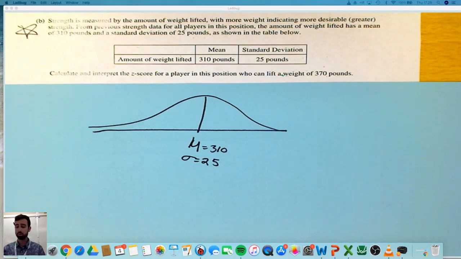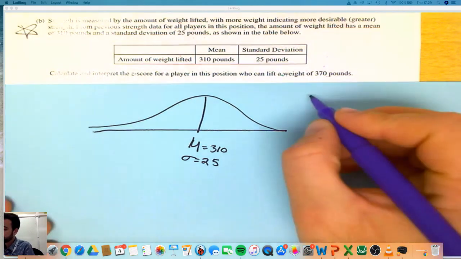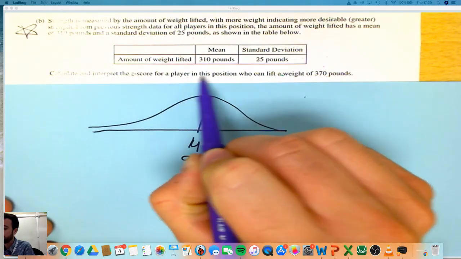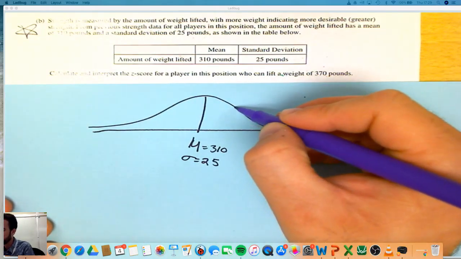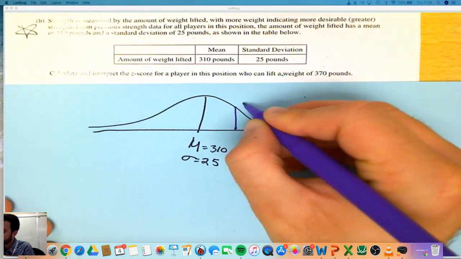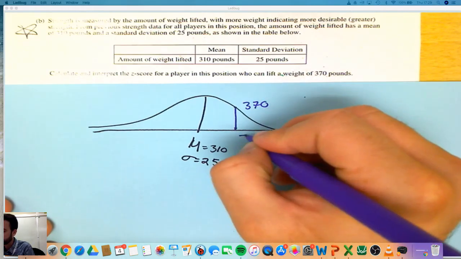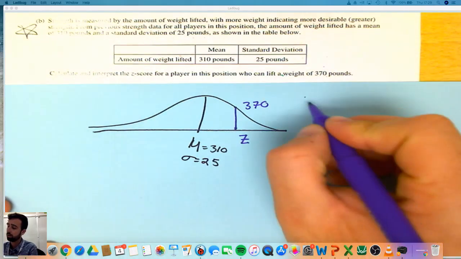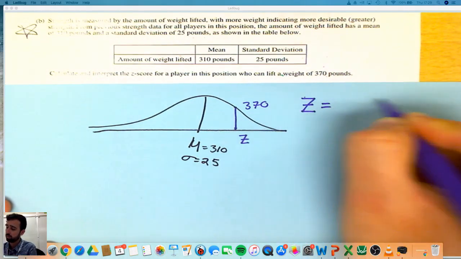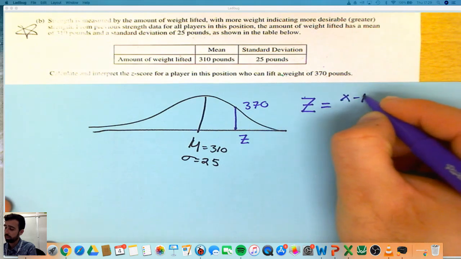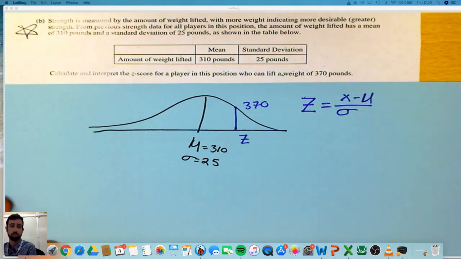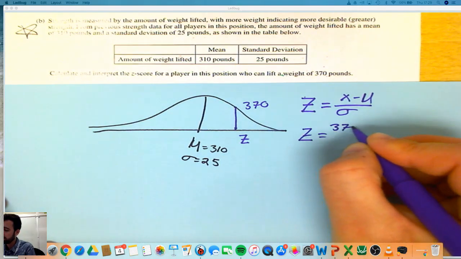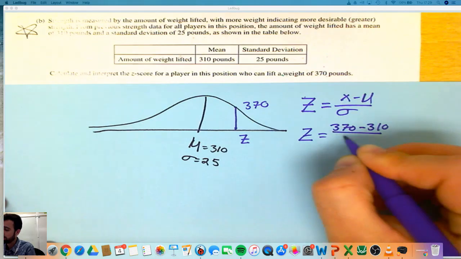So in order to find the z-score, don't forget your formula. We're trying to calculate and interpret the z-score for a player whose position can lift 370. So 370 is going to be above the average. We're looking for this z-score. So to do that, we're going to use z equals your data point minus the average divided by your standard deviation. So z equals 370 minus 310 divided by 25.